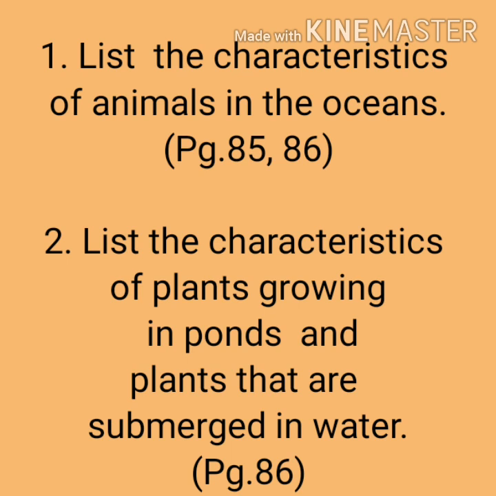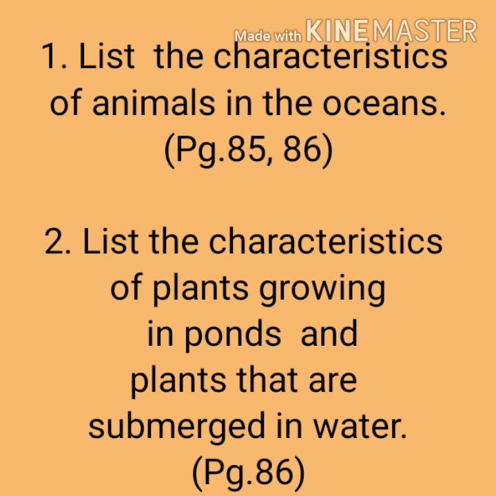Next question, list the characteristics of plants growing in ponds and plants that are submerged in water. The answer for this question is on page number 86. Just below ponds and lakes, you can see second paragraph. First point, this answer also you have to write point wise, one below the other. First point, some of these plants have their roots fixed in the soil below water. Second point, next side you can see in fourth line. However, in aquatic plants, roots are much reduced in size and their main function is to hold the plant in place.